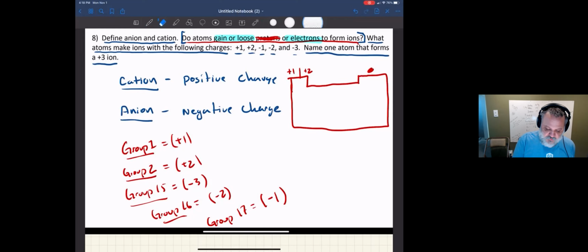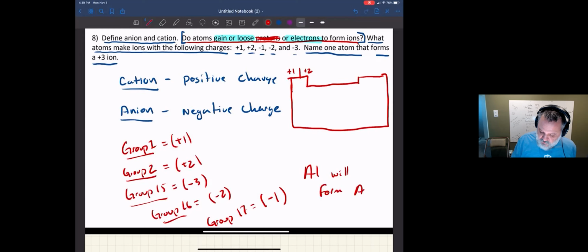Which one atom forms a +3 ion? Well, aluminum would form a +3 ion. Aluminum will form aluminum 3+. Boron would be another one, boron 3+.